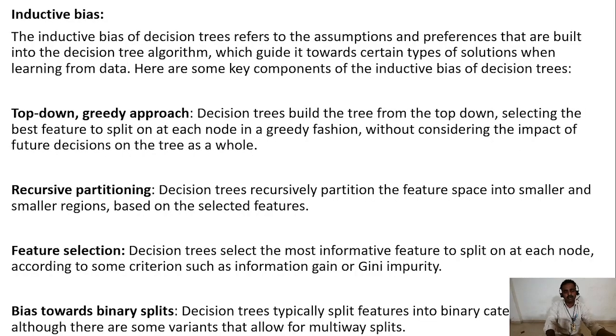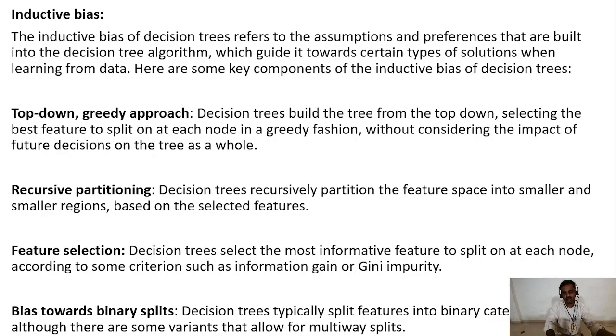So what is the inductive bias? The inductive bias of a decision tree refers to the assumptions and preferences that are built into the decision tree algorithm, which guide it towards certain types of solutions when learning from data. Here are some key components of the inductive bias of decision trees: top-down greedy approach, recursive partitioning, feature selection, and bias toward binary splits. So what is the top-down greedy approach? The decision tree builds the tree from the top down, selecting the best feature to split on at each node in a greedy fashion, without considering the impact of future decisions on the tree as a whole.